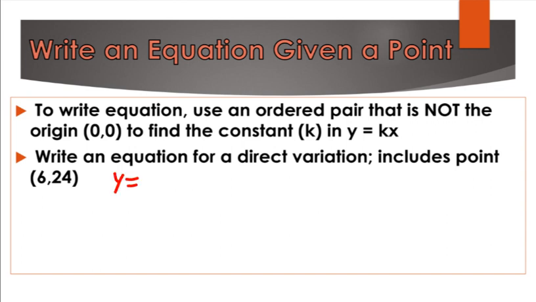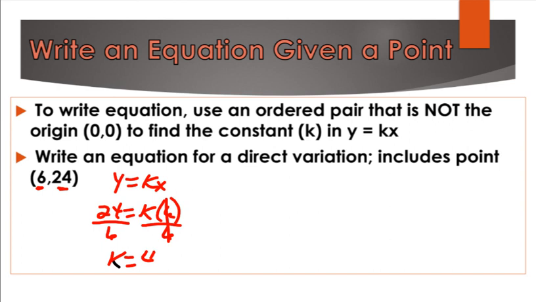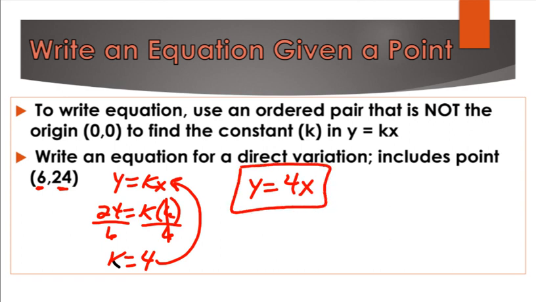So I start off with y equals kx. I substitute these numbers in. My y is 24. I don't know my constant, that's what I'm finding, but my x term is 6. So to solve for k, I divide by 6 on both sides. Since my constant equals 4, I plug that back into this equation. So y equals 4x would be my equation for direct variation. So all you're doing with the point is finding your constant and then putting it back into the equation y equals kx.